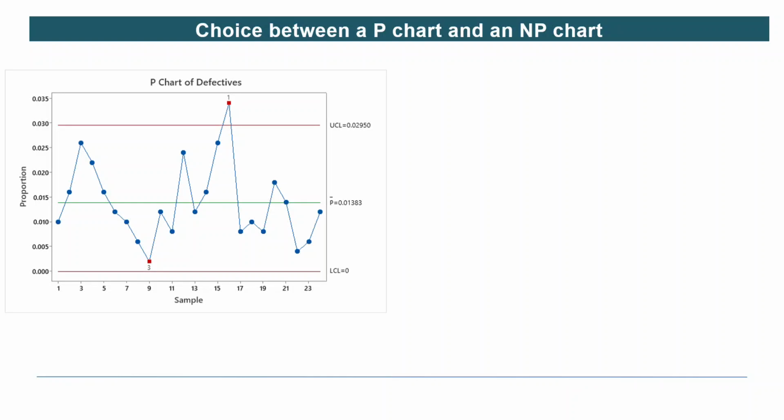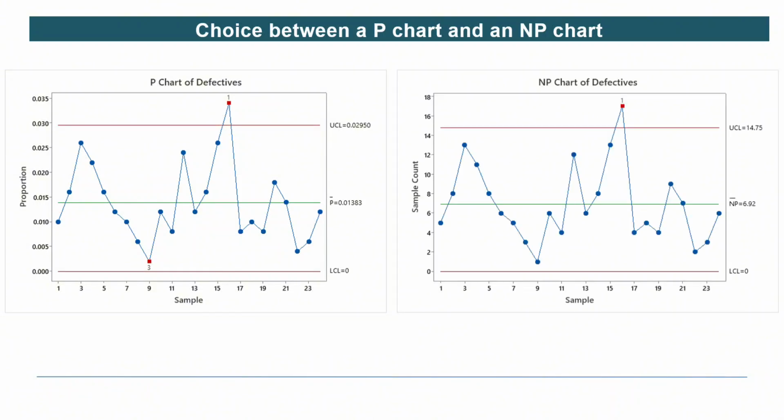this information is more important than number of defectives, because if I now show you the NP chart, your average number of defectives is 6.92. What is 6.92? On what subgroup size did the 6.92 get calculated? That information generally doesn't get displayed on an NP chart. How many units were inspected, on which your 6.92 is your average number of defectives, that information is not available in the chart.